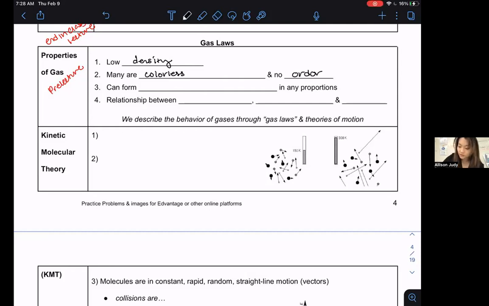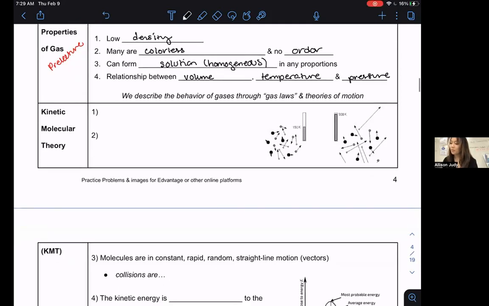They can form solutions. I think we covered this in Unit 1, but a solution is a mixture of anything. So we can have a gas mixture, and it's actually a homogeneous mixture. You can't see the different particles, you can't see the different parts. So they can form solutions or a homogeneous mixture in any proportion. And they allow us to examine a relationship between volume, temperature, and pressure.